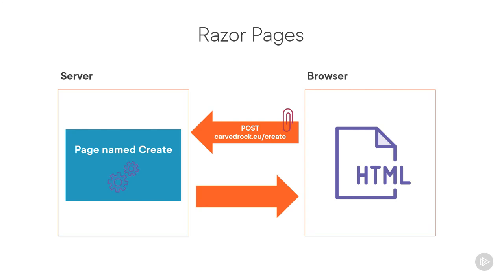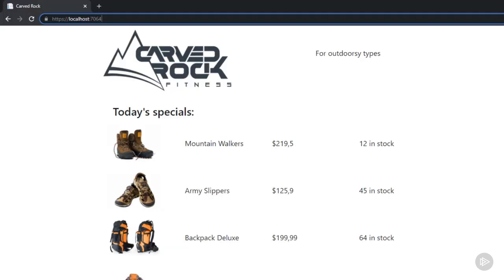There's something special about a page called index. It is the default page, so when just the bare URL is used, Razor Pages will render the index page. Let me show you. No /index behind the URL, but the index page shows. Adding index to the URL shows the same page.